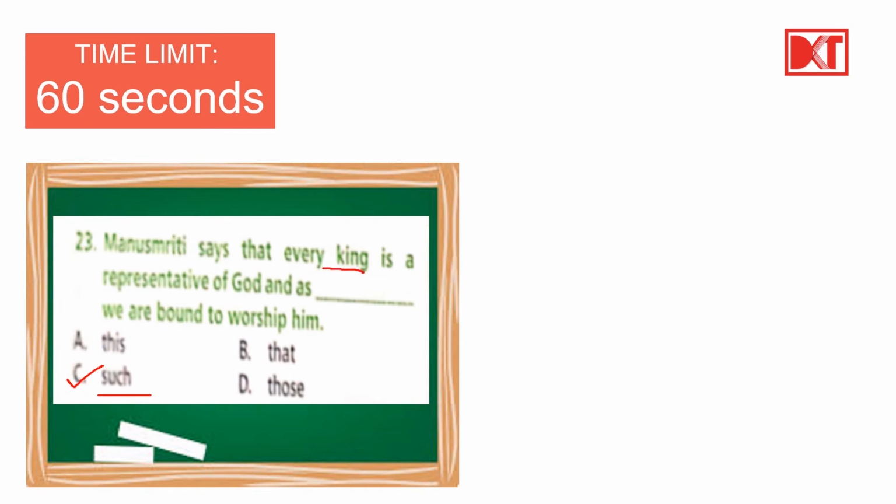those are the representatives. We are talking about an inference कि हमने एक statement जो है वो दूसरी statement से derive करी है. जैसे मनुस्मृति कहती है कि every king is a representative of God and as such we are bound to worship him. As such मतलब क्योंकि every king is a representative of God, therefore we are bound to worship him. तो हम एक स्टेटमेंट डिराइव कर रहे हैं, कंपैरिजन ड्रॉ कर रहे हैं, उससे अपना कंक्लूजन निकाल रहे हैं. That's why we use the word such. Now next one.